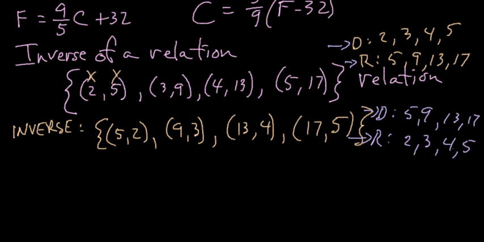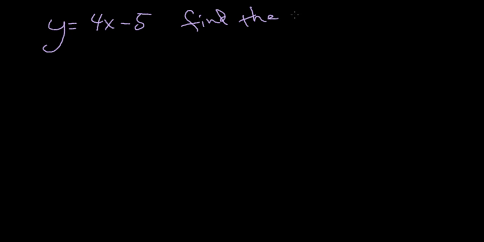So let's try something else here. And this time, I'm going to show you how to find an inverse using algebra. This thing called algebra. Al-Khwarizmi is a guy that invented that. If you don't like algebra, go holler at Al-Khwarizmi. Okay? So y equals 4x minus 5, and we're supposed to find the inverse.